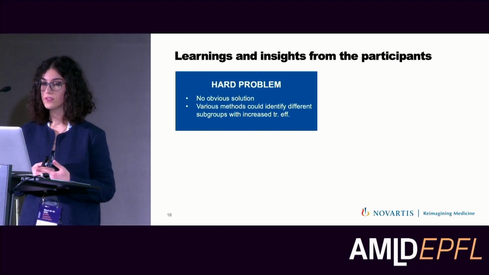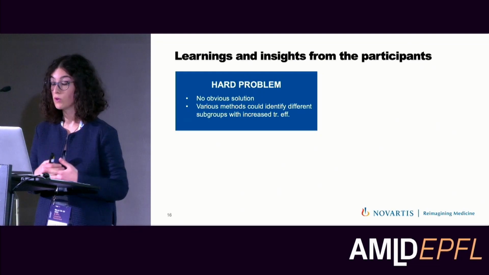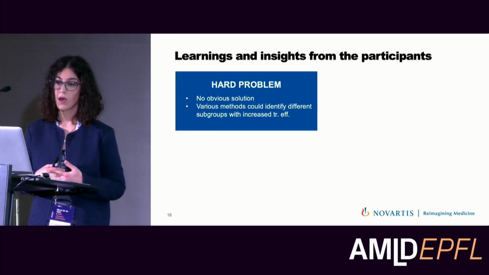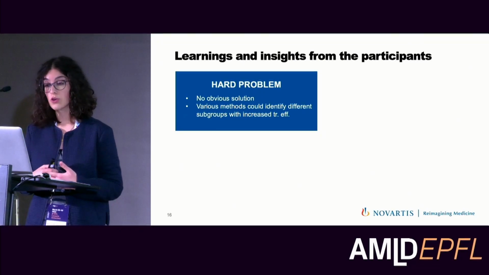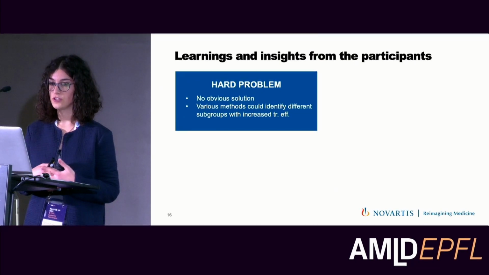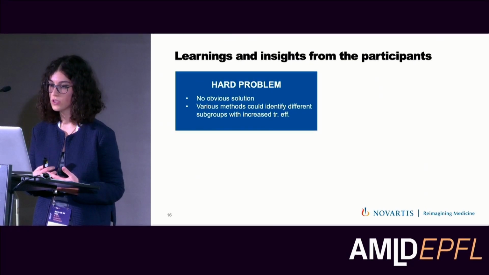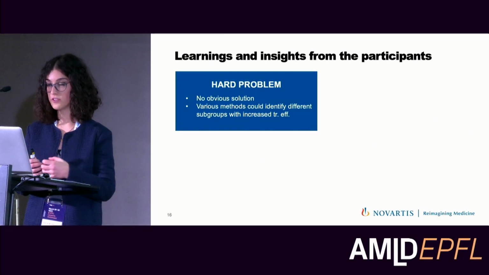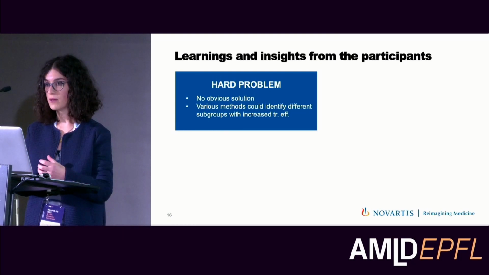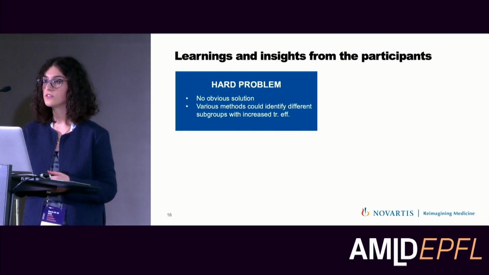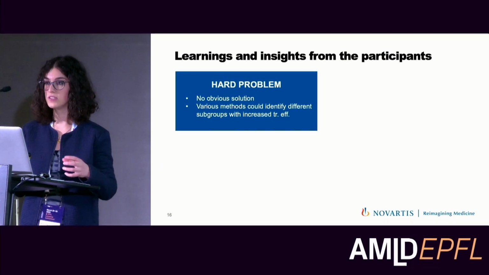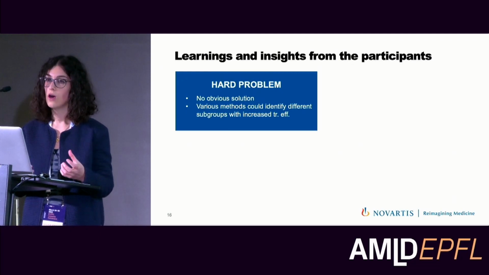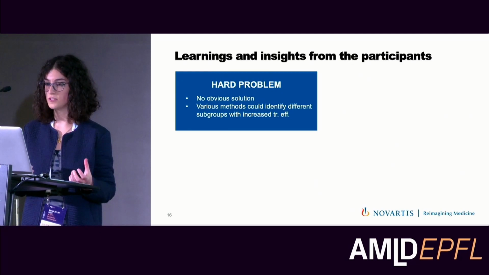To conclude, I would like to tell you about what we learned from this challenge. First of all, the challenge confirmed that subgroup identification is really a hard problem. In fact, no obvious solution emerged, both in terms of the subgroup, since different teams found different subgroups that all had an increased treatment effect, and also in terms of methods, because the different teams that managed to find good solutions also used relatively different methods.